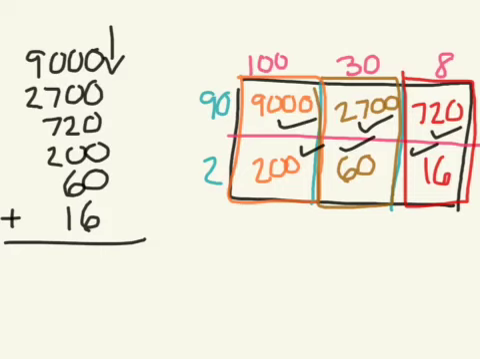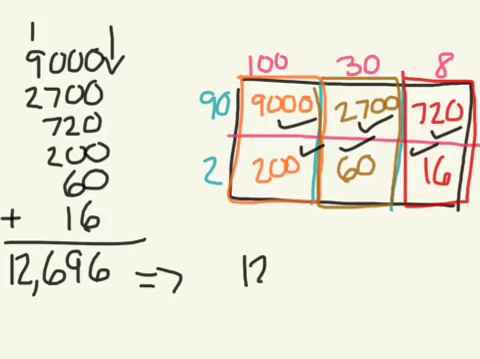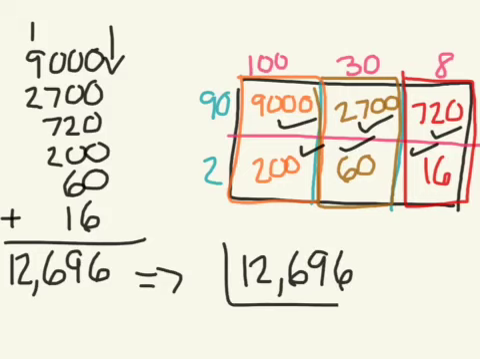So this last column is going to be 6 in the ones column, and 9 in the tens place. That's 14, 15, 16 in the hundreds. Carry the 1. And then that's going to be 12 in that space. So our answer is 12,696. Pretty simple.